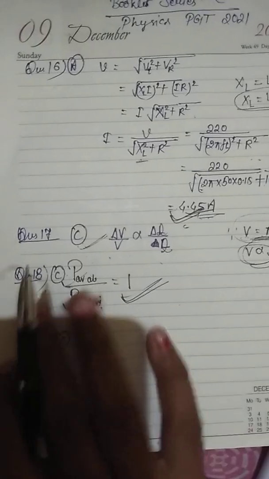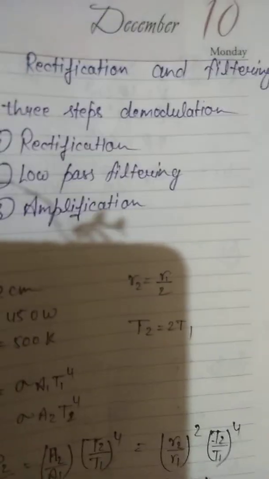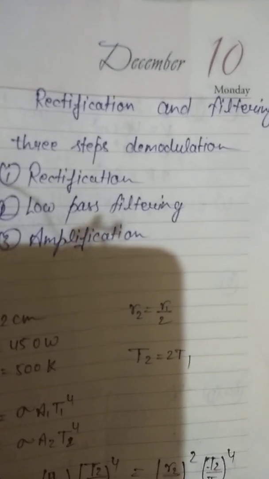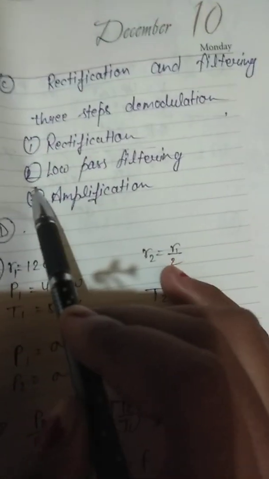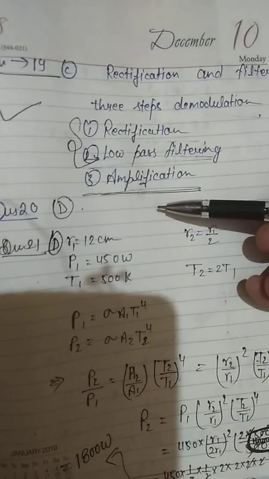Now come to question number 19. It is a directly asked question. The function of a detector is to demodulate the modulated carrier wave and the steps for the process are. As we know, there are 3 steps for demodulation. First is rectification, second low pass filtering, and third is amplification, in which 2 options have been given. In option number C, rectification and filtering. So 19 will be C.